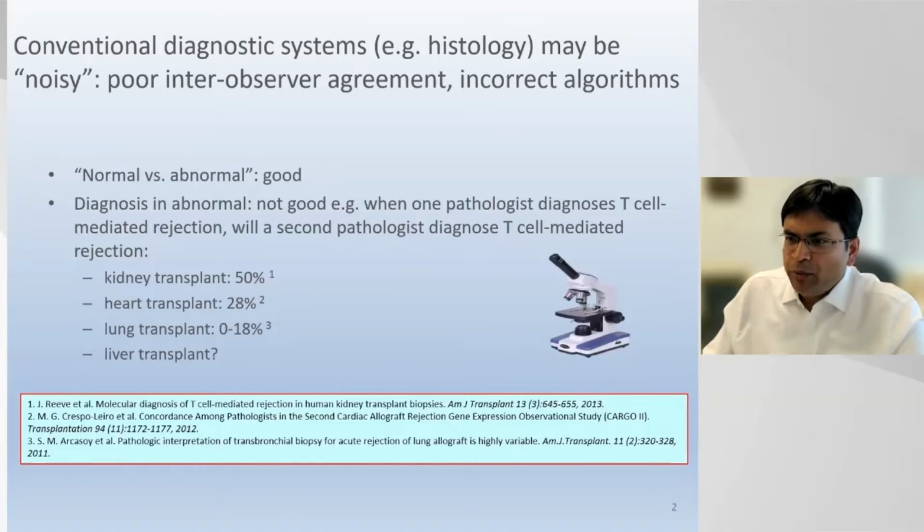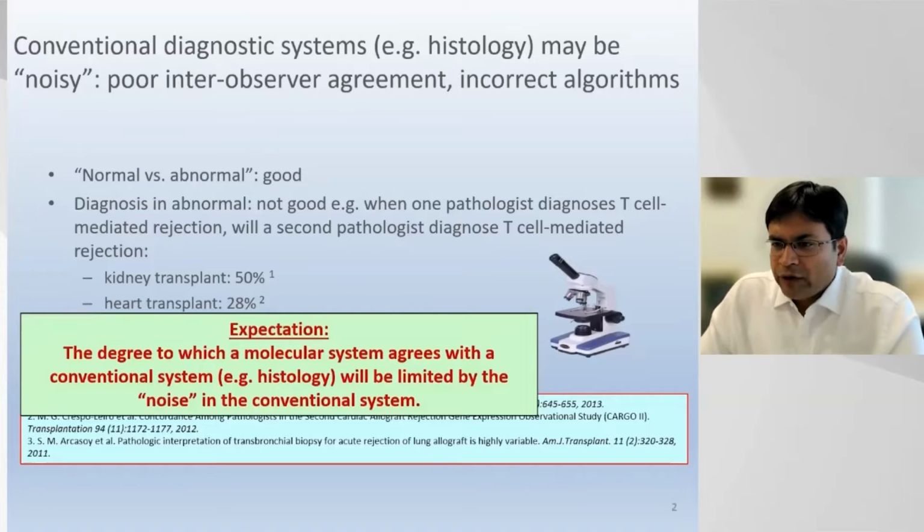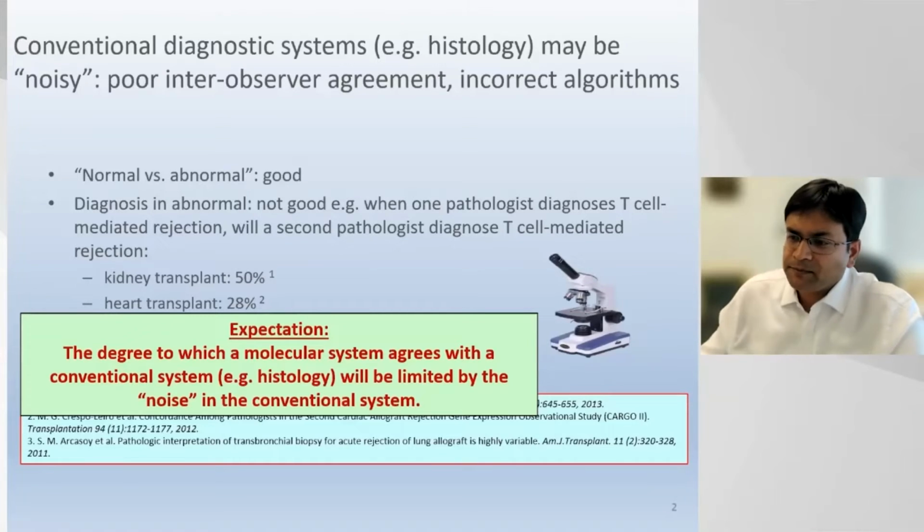So the important point to appreciate for this topic is that when we start looking at new tests which try to do better, so to speak, the degree to which a new system like a molecular microscope agrees with the conventional system, like histology, will be limited by the noise in the conventional system. And therefore, we cannot expect 100% agreement between these modalities of diagnosis.